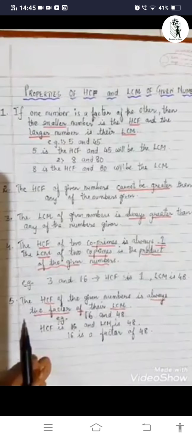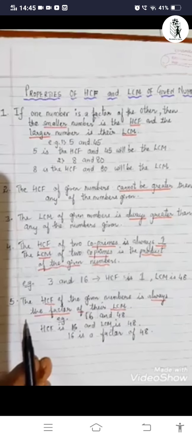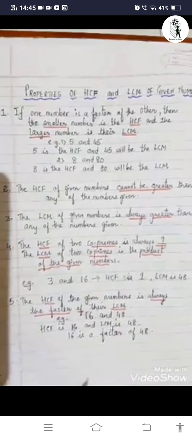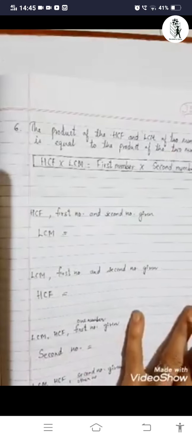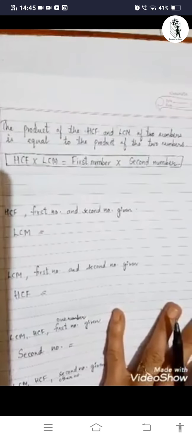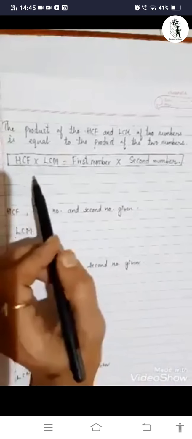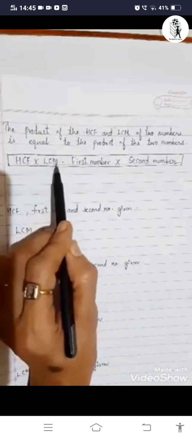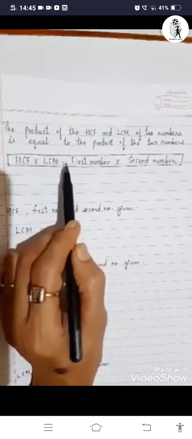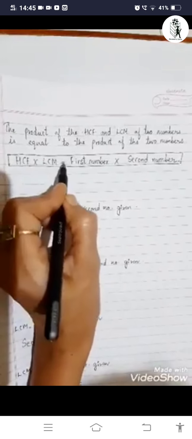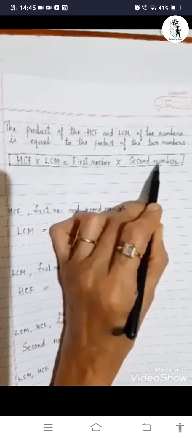Now the sixth is a very, very important property, and exercise 2.8 is based on that property. So let's see what your sixth property is. The sixth property says the product of the HCF and LCM of two numbers is equal to the product of the two numbers. This is the formula: HCF multiplied by LCM is equal to first number multiplied by second number.